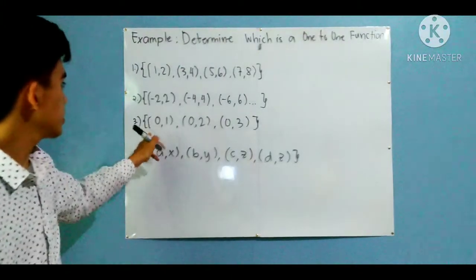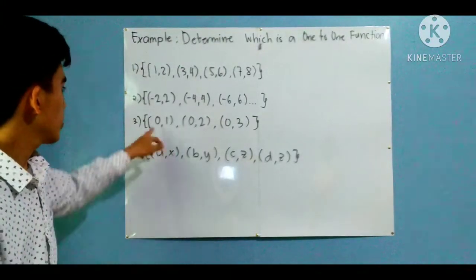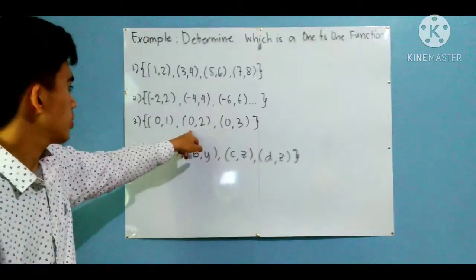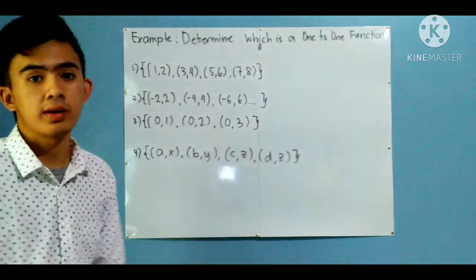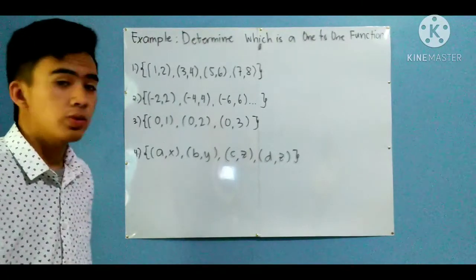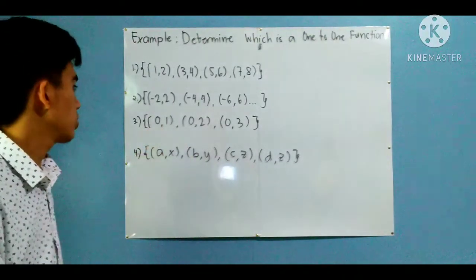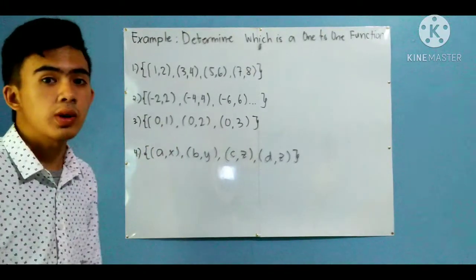So, sa number 3, so 0 is naka-pair siya kay 1, 0, naka-pair din kay 2, 0, at naka-pair siya kay 3. So, makikita natin na ma-repeat yung 0. So, it is not a one-to-one function.